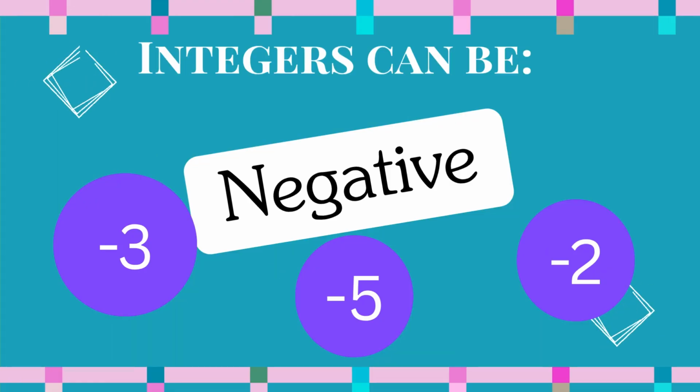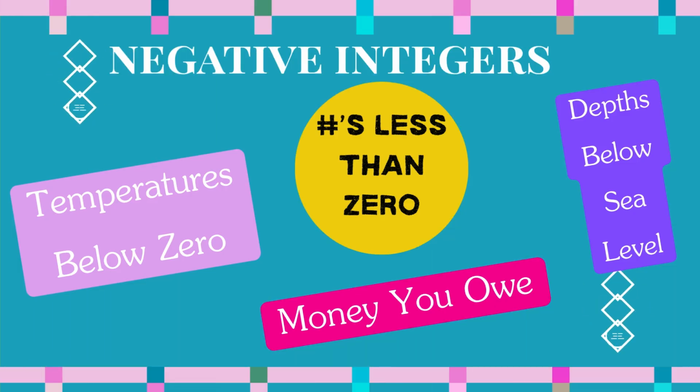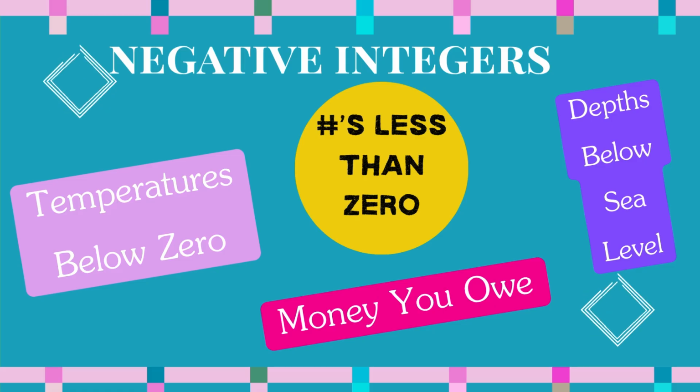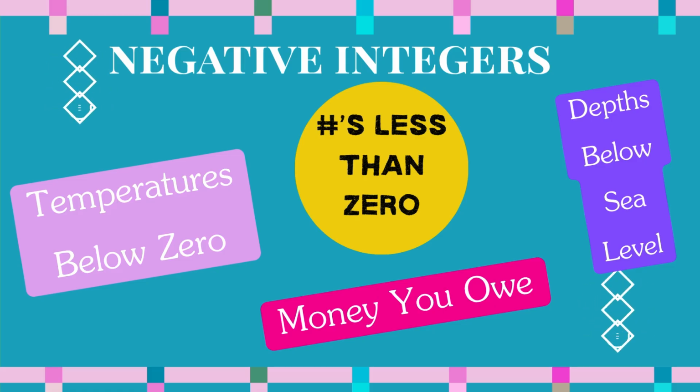Integers come in 3 varieties, and it's important to understand each one. First, there are negative integers. An example of a negative integer would be -5. Negative integers are numbers less than 0, and they're used to represent things like temperatures below freezing, money you owe, or depths below sea level.